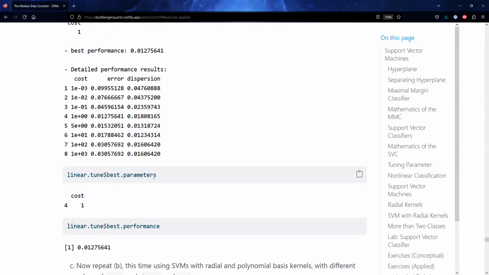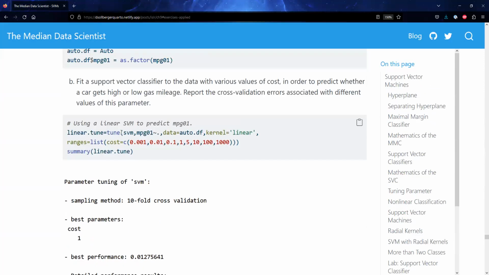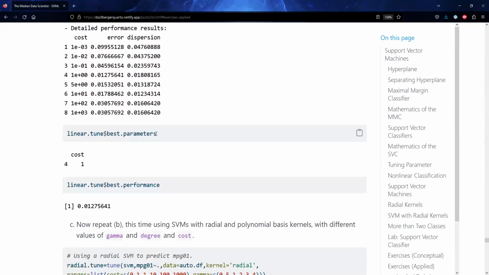And it'll save those values, the best parameter and the best performance, as attributes. That is, when you use the tune function, you could go back and extract the best parameter and the best performance value.